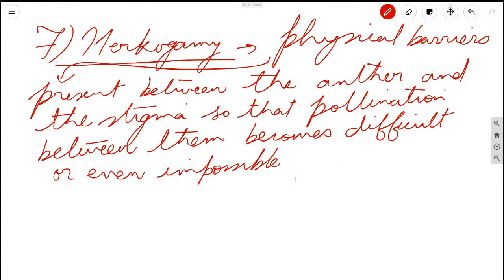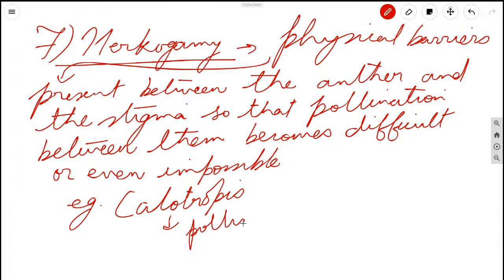Like you have in case of examples of calotropis. In case of calotropis, the pollens are present in a sac-like structure. They are known as pollinium, and thereby pollination is entirely dependent on the mercy of insects. Then only pollination can occur. So this is, again, a specific way of promoting cross pollination event, right? Then we had talked about the double fertilization event already.